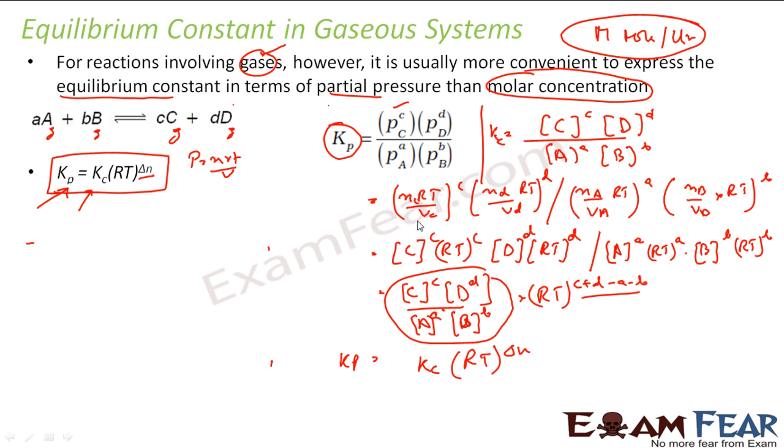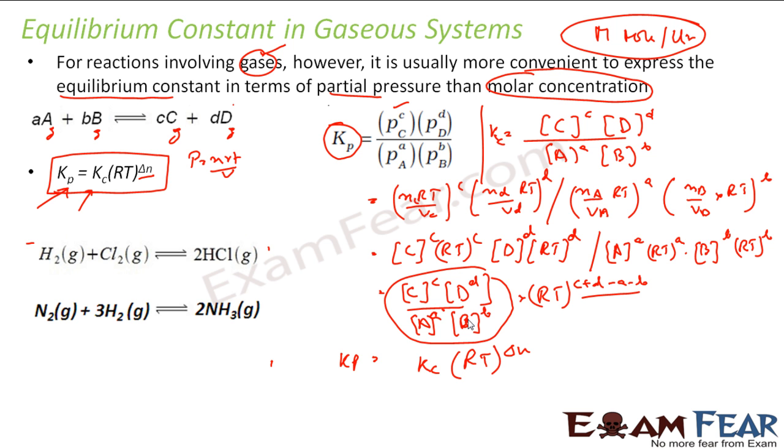nC by V is nothing but concentration of C. nD by V is nothing but concentration of D. nA by V is nothing but concentration of A. nB by V is nothing but concentration of B. And this RT we expanded. We solved it, you get this value. This is nothing but Kc, and this becomes RT to the power delta n. Correct?